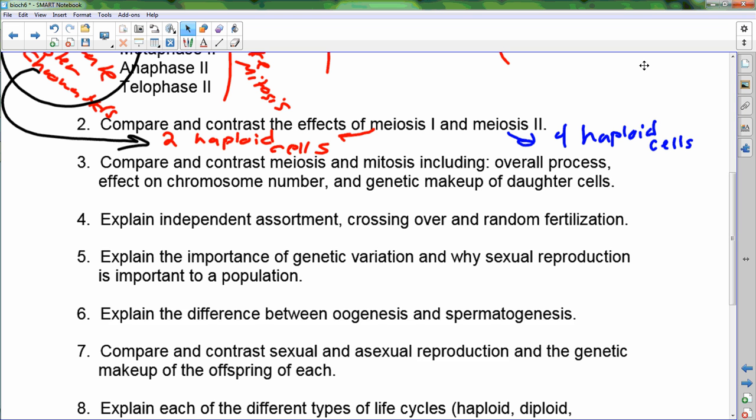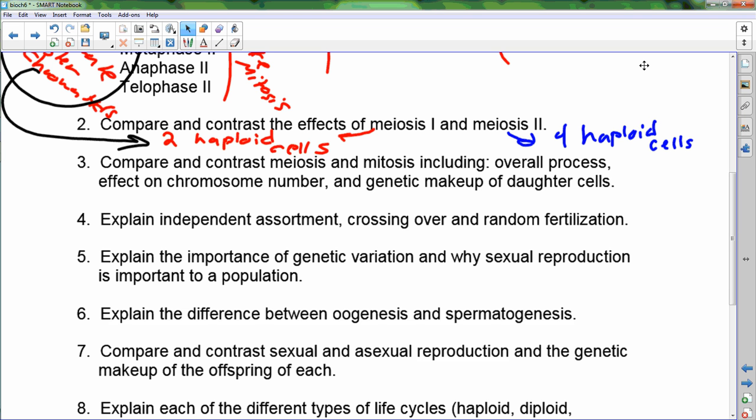All right. So, overall process, effect on chromosome number, and genetic makeup of the daughter cells. Those are the things we need to talk about. As far as the overall process, a basic thing we want to talk about there is that there's 2 stages to meiosis. In mitosis, there's just one part that's 4 stages long.